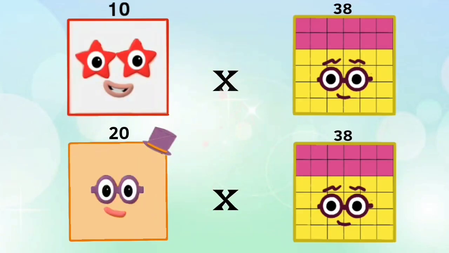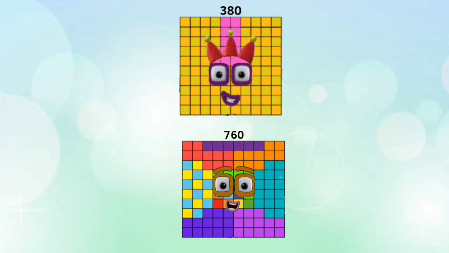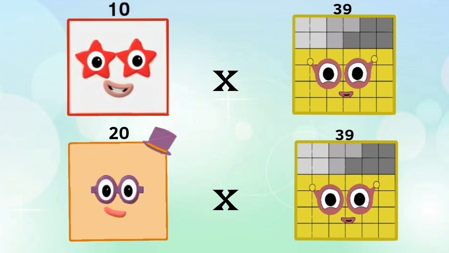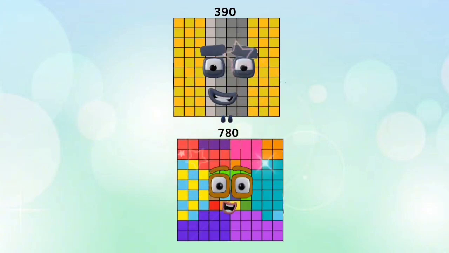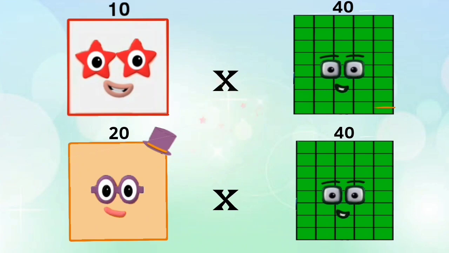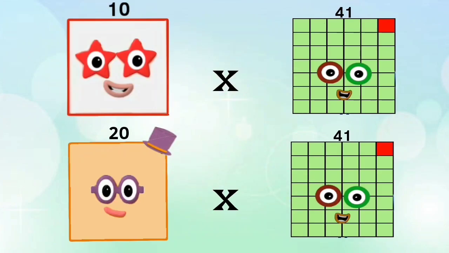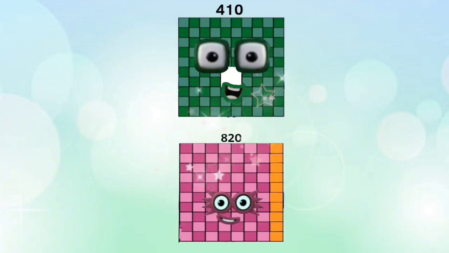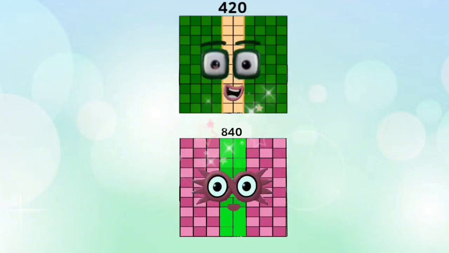10 and 20 times 38 equal 380 and 760. 10 and 20 times 39 equal 390 and 780. 10 and 20 times 40 equal 400 and 800. 10 and 20 times 41 equal 410 and 820. 10 and 20 times 42 equal 420 and 840.